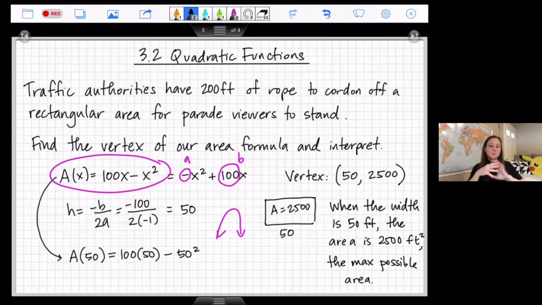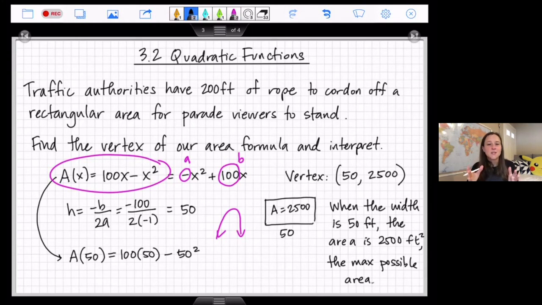So if you want to fit as many people as you can into a rectangular enclosure, which is not something that we have done for about a year, bad for social distancing, but eventually we might want to fit as many people as we can into the enclosure to watch a parade. So if we're trying to fit as many people as possible into this rectangular area, have the most space in there, and we have 200 feet of rope, then we need to make it 50 feet wide.